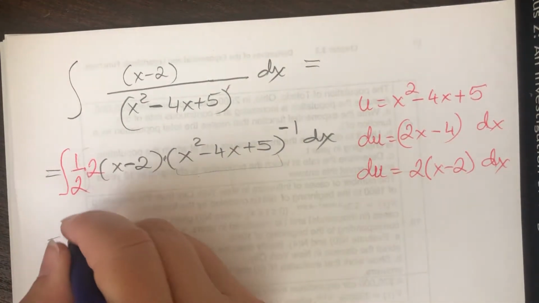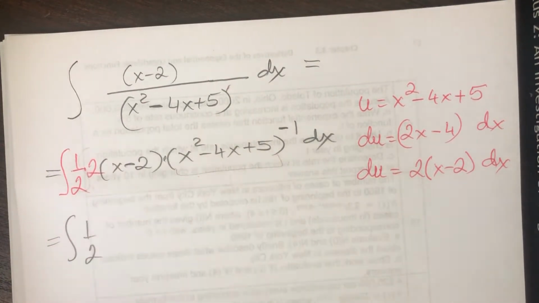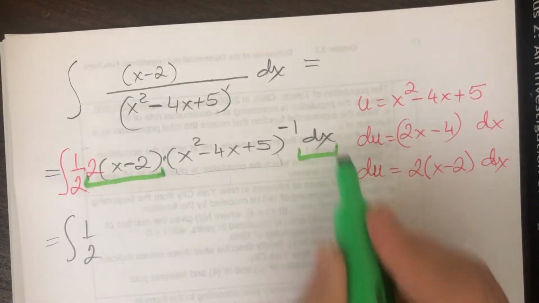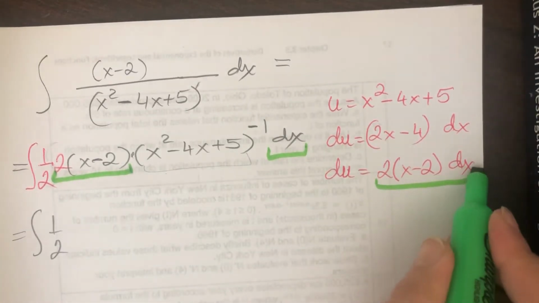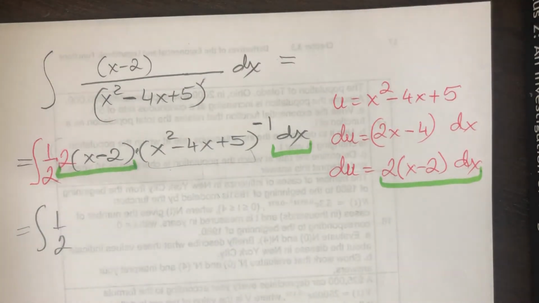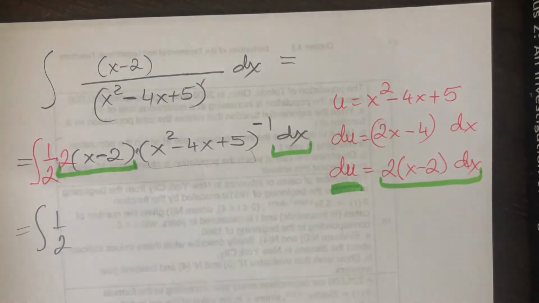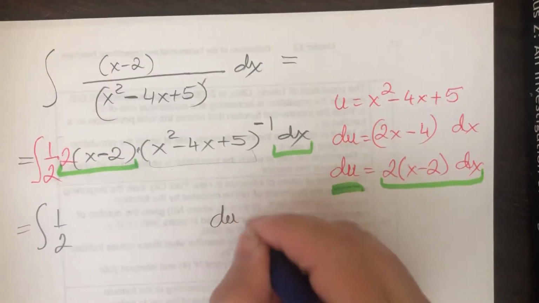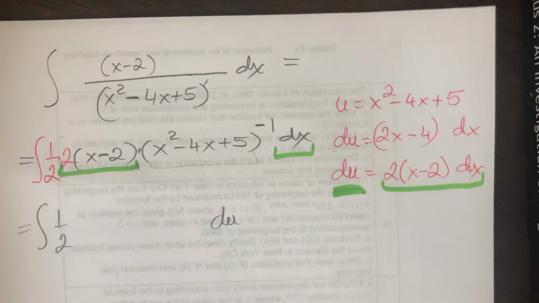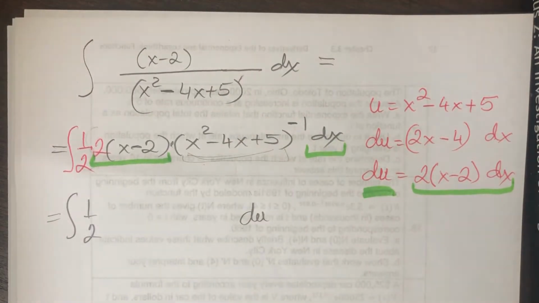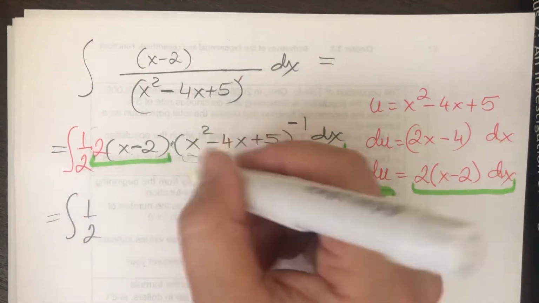So it's the integral of 1/2. And let's see, what can I substitute? The 2 parentheses x minus 2 and the dx are now called the what? Du. So I'm going to put a du in its place. Okay. What else do I see? I see this parentheses and a negative 1 exponent on top.